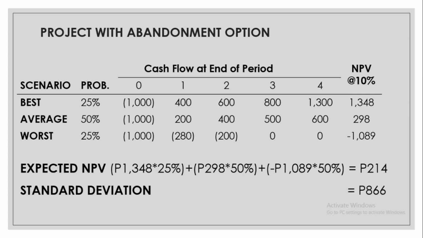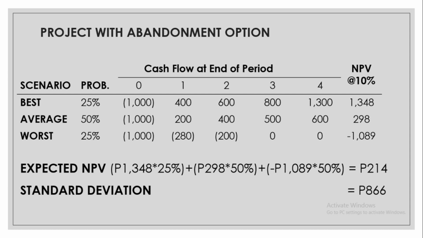So we have 1,348 for the best case scenario. We have 298 for the average case scenario. And we have negative 1,089 for the worst case scenario. If you've noticed, the NPV of the worst case scenario is now higher, meaning a smaller loss. Why? Because we have stopped the negative effect of the negative cash flow in year 3 and year 4.